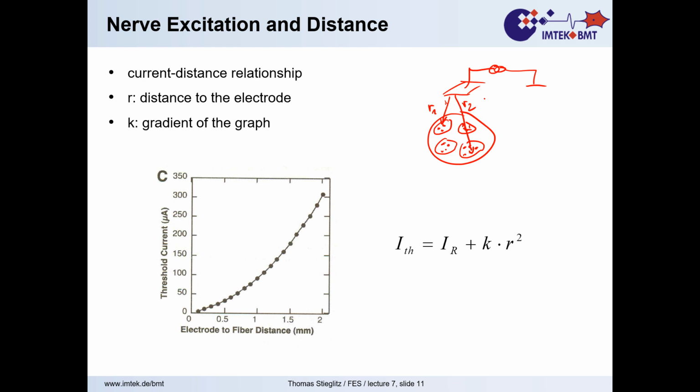So we have the threshold current for the nearest axon, and imagine now they have all the same excitation threshold, same diameter, which is not true. But for simplicity reasons, just imagine that. And then we would have the rheobase current plus that K, that's the gradient, the inclination of the graph, times R squared. So the further apart the nerve fiber is, the more current I need.